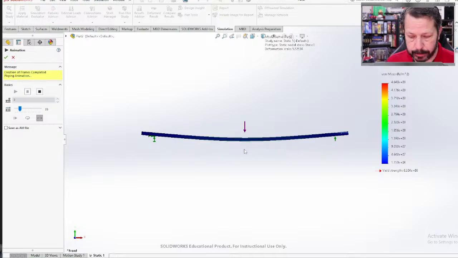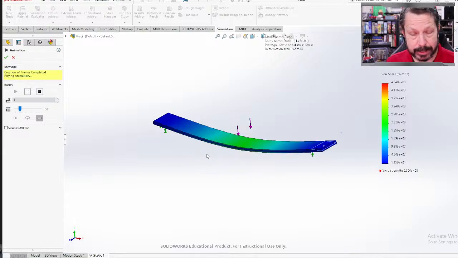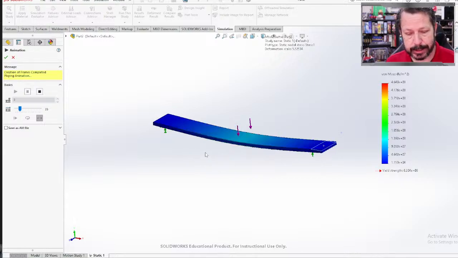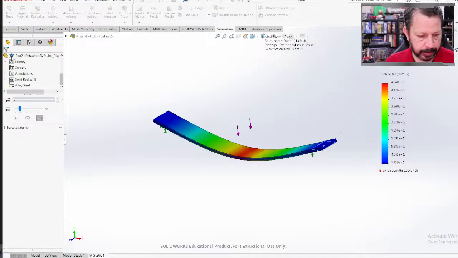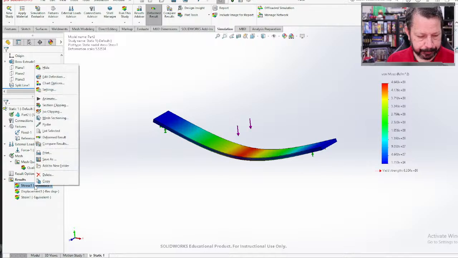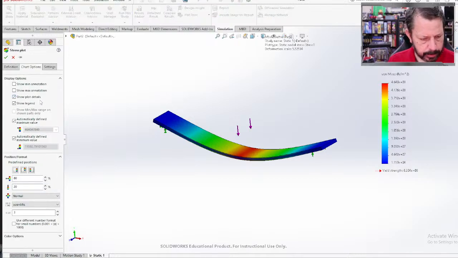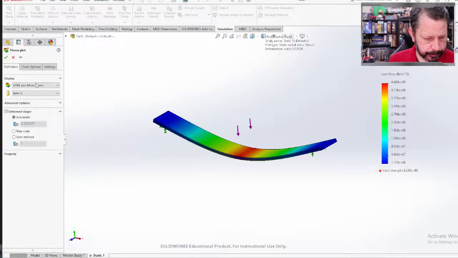So normally you do go and check your video animation of the simulation to see if it looks reasonable. Other things we could do, well, we could go in and scale. Let's see, I think is it chart options? Or it might be edit definition. Well, we could put it in KSI.